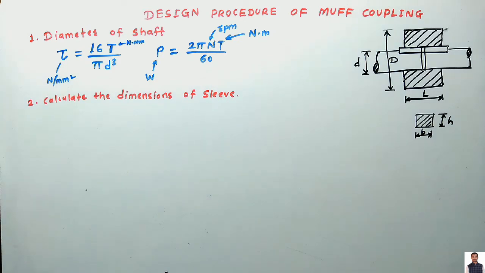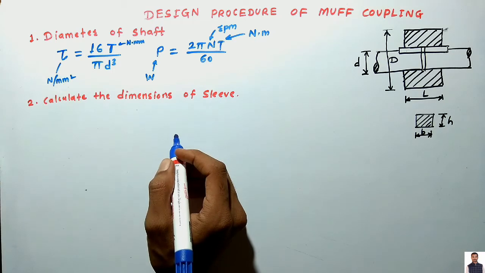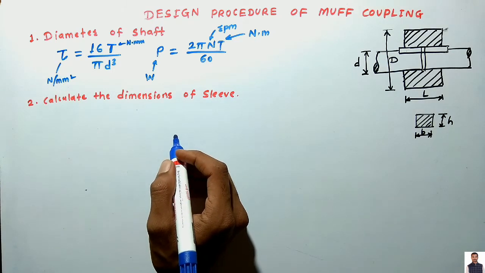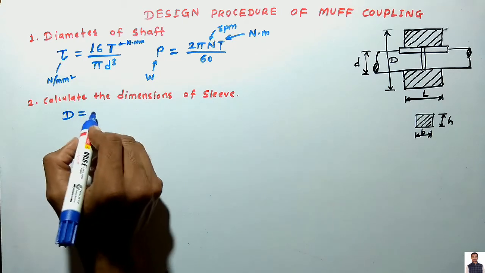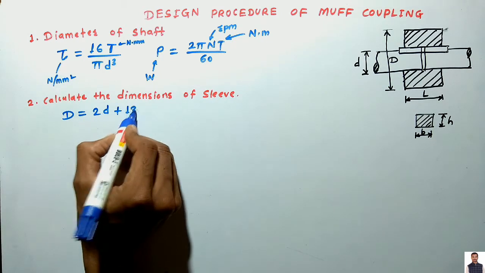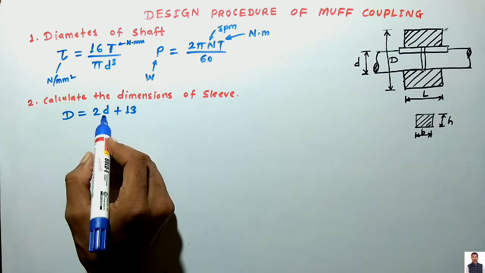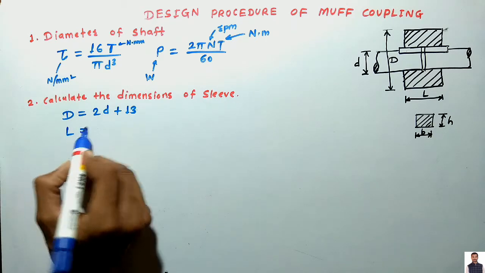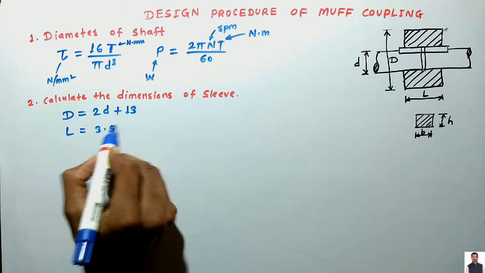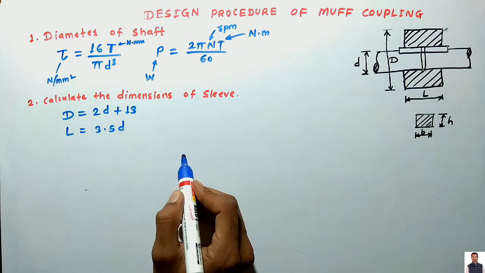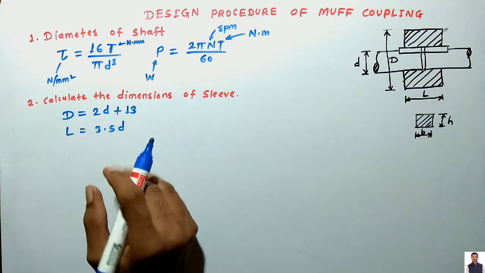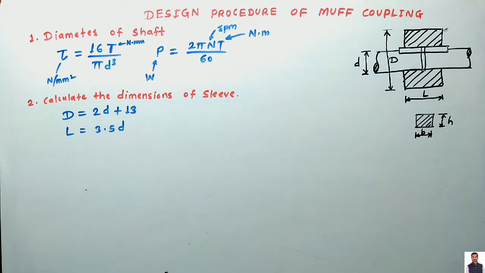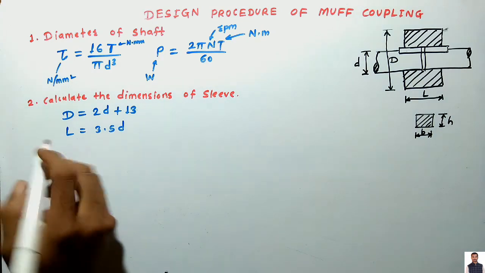Now for that, empirical relations are there. These empirical relations were developed by practicing engineers on the basis of their past experience. So capital D, that is the diameter of sleeve, is equal to 2d plus 13 mm, where d is the diameter of shaft. Then the length of sleeve, that is capital L, is 3.5 times the diameter of shaft. So these are the empirical relations to find out the diameter and length of sleeve. Now check whether the design of sleeve is safe or not.